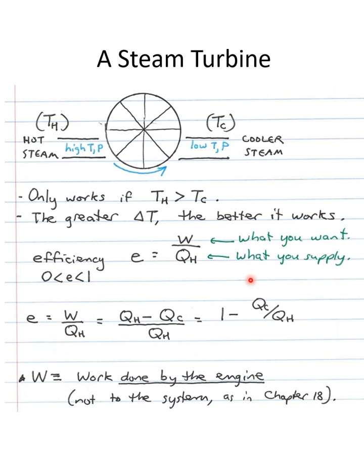That's the whole point of our steam engine. We want work, so that's so many joules of work, divided by what you supply, what you pay for, what you invest. And so in this case, we are supplying heat from the high temperature reservoir, the heat that's being extracted. So in the case of a steam turbine, of a heat engine, the efficiency is the work divided by the heat extracted from the high temperature reservoir, W divided by Q sub H.